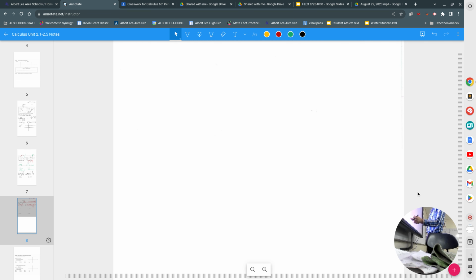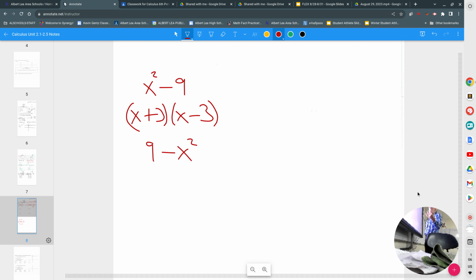And I want you to notice that we focused on expressions like this, such as x squared minus 9. Does that factor? Yeah. It does. It factors to x plus 3 times x minus 3. Okay? And if you would turn this around and say 9 minus x squared, we would say that also factors to 3 minus x times 3 plus x. Okay? So then let's look at another option.